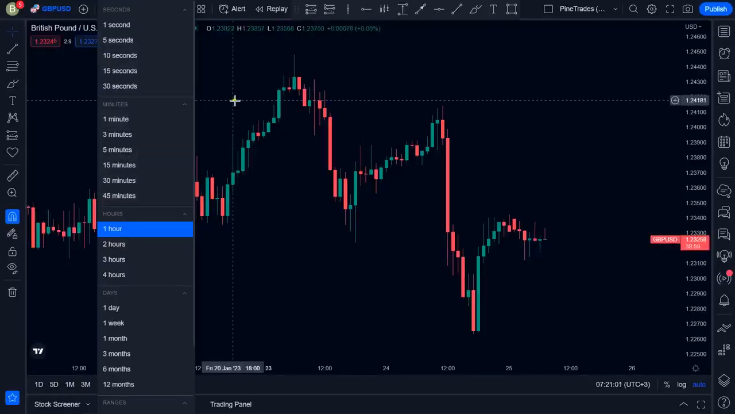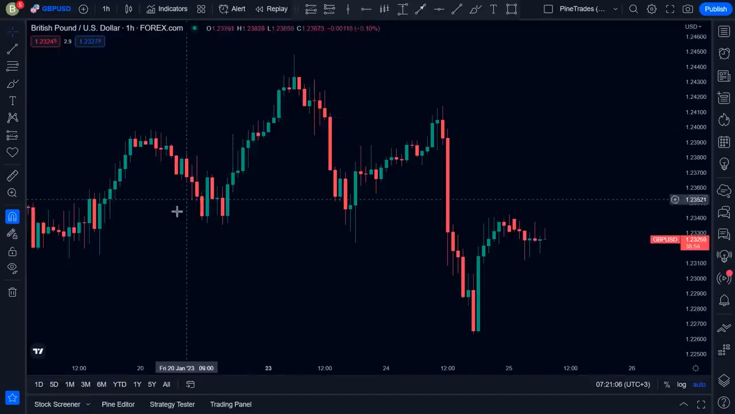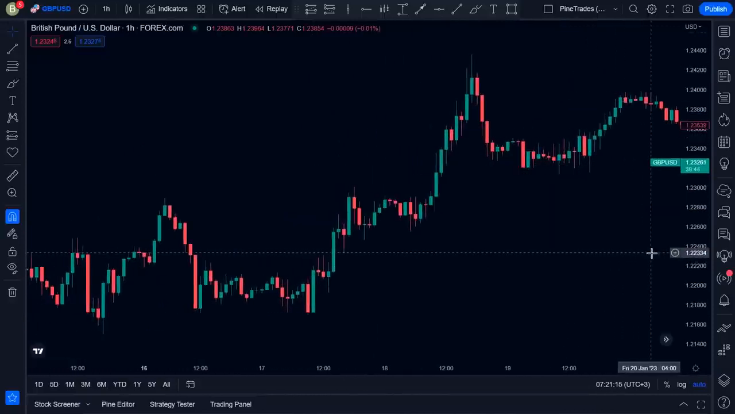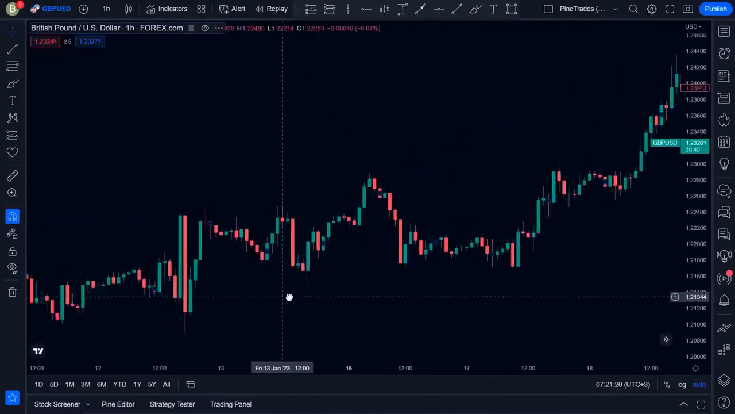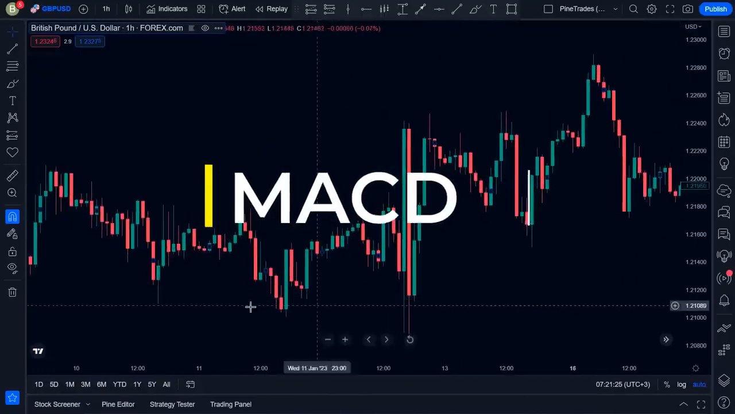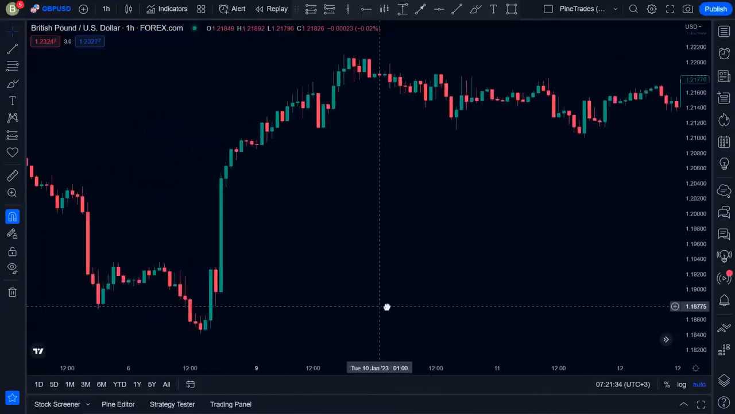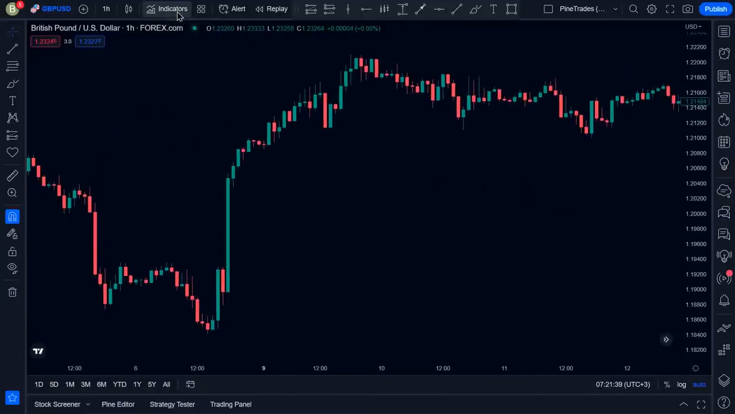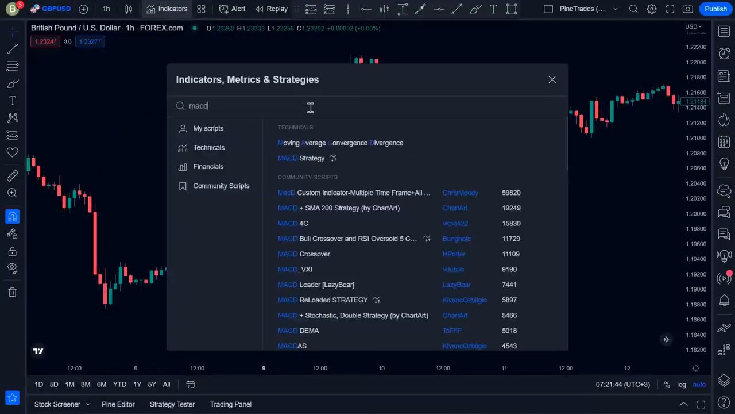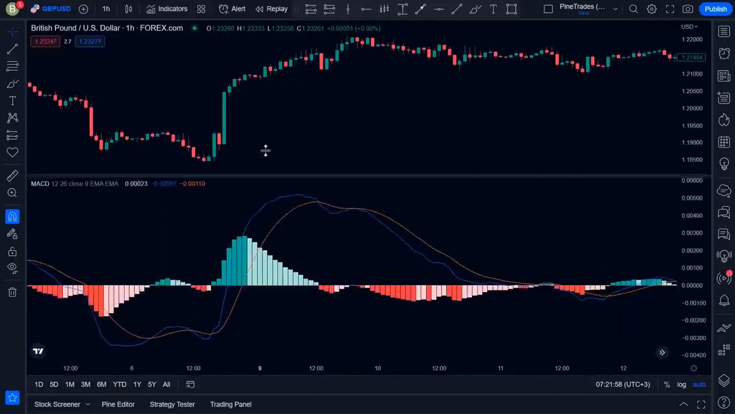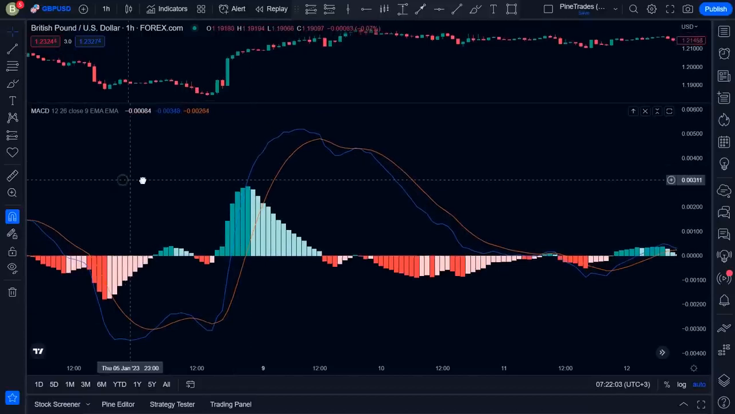Now, this strategy utilizes a grand total of, well, just 2 indicators actually. If you haven't figured out already, our first indicator is called MACD, or Moving Average Convergence Divergence. To add it to our chart, we're gonna go to the Indicators tab and type in MACD and select this one right here.